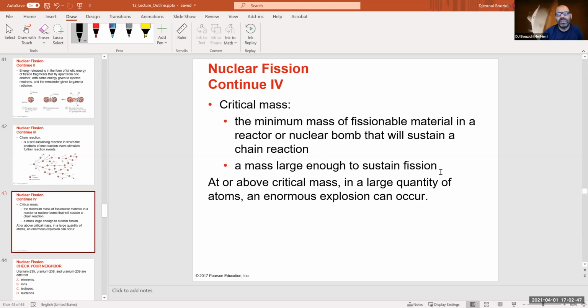A mass large enough to sustain fission. So that is exactly what this critical mass is. It can result in an enormous explosion, namely the nuclear bomb.